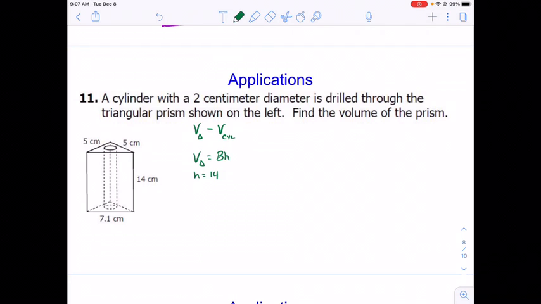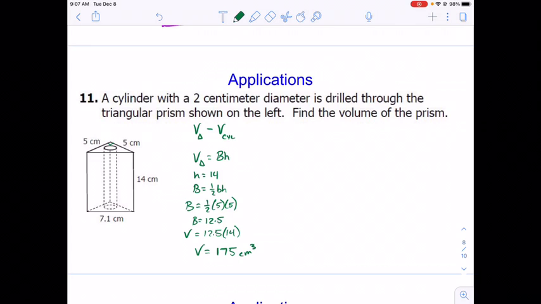Then the area of the base is going to be found by doing 1/2 base times height. Notice this little right angle right here in the corner. That means our base and our height are both the same, so it's 1/2 times 5 times 5. So the area of the base is 25 divided by 2, which is 12.5. So the volume is going to be 12.5 times 14, which is 175, and this will be in cubic centimeters.